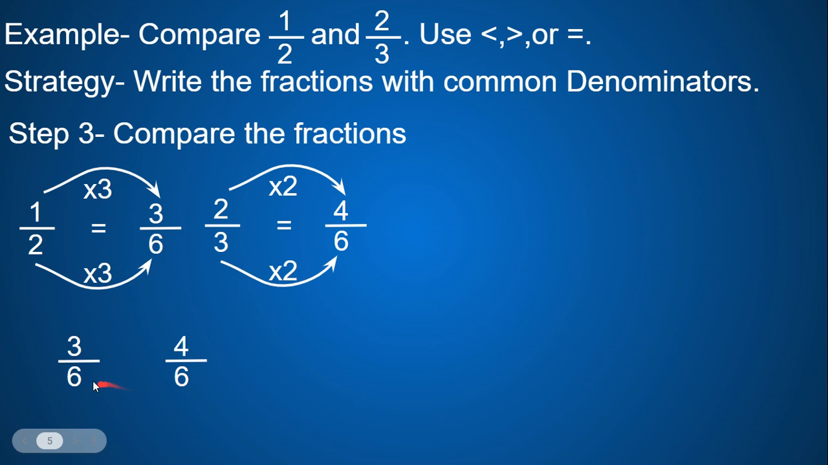So whenever my denominators are the same, I know that I look at the numerators, and whatever numerator is bigger is going to be the larger fraction. So 4/6 is larger than 3/6.